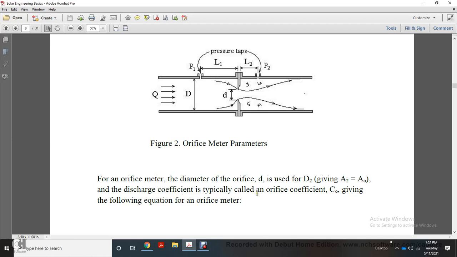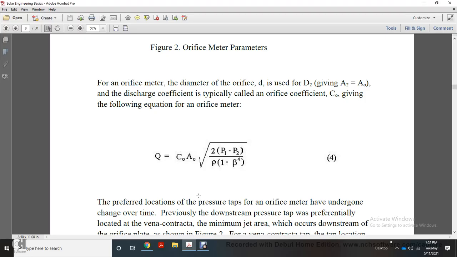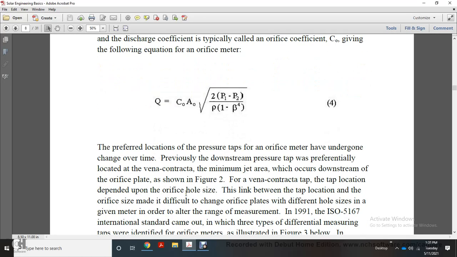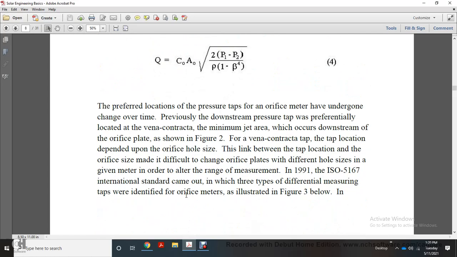The discharge coefficient, typically called the orifice coefficient, is given by the same equation for an orifice meter, this time with subscript 0 for the orifice. The preferred location of the pressure taps of the orifice meter has changed over time. Previously, the downstream pressure tap was preferentially located at the vena contracta, the minimum jet area downstream of the orifice plate, as shown in Figure 2.